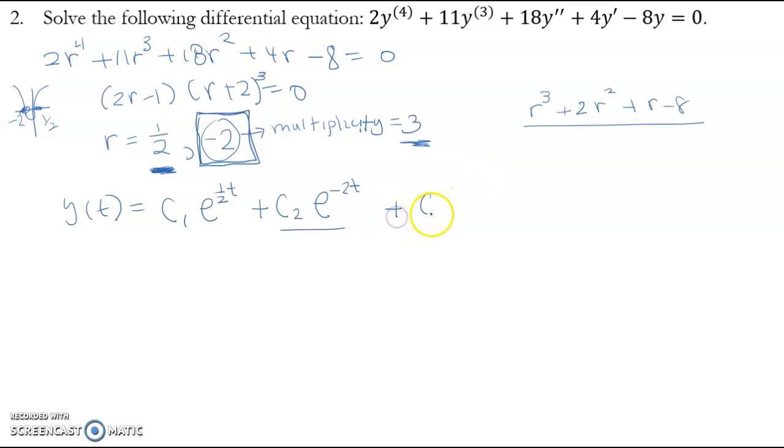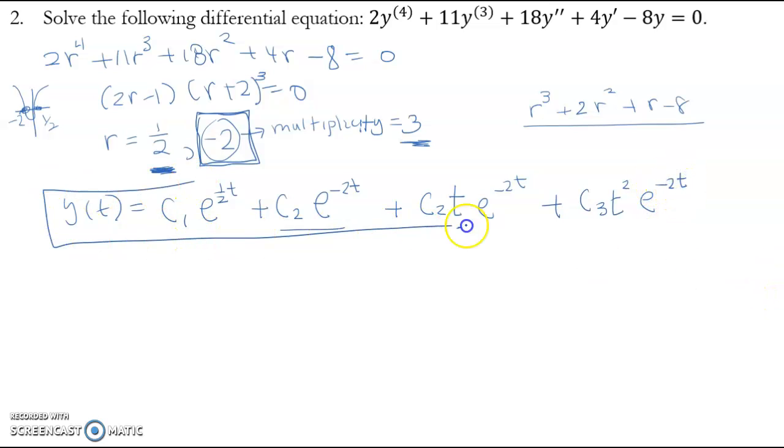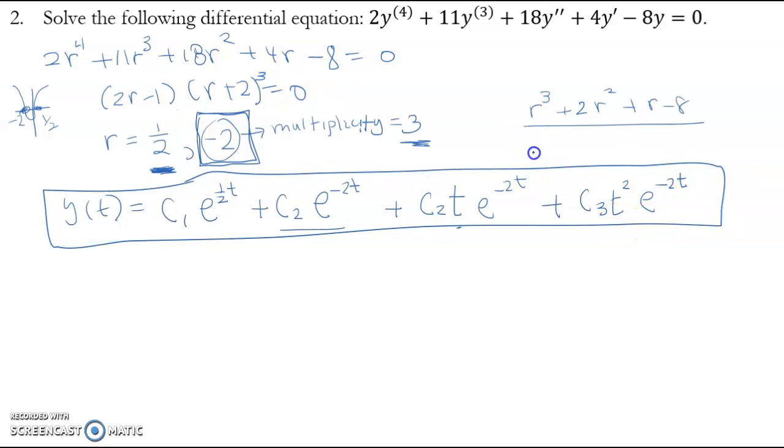The next time we repeat, it's going to have a variable of t multiplied, e to the power of negative 2t, and the last time it repeats, it's going to have t squared, e to the power of negative 2t. So there you go. This is the answer to problem number 2.